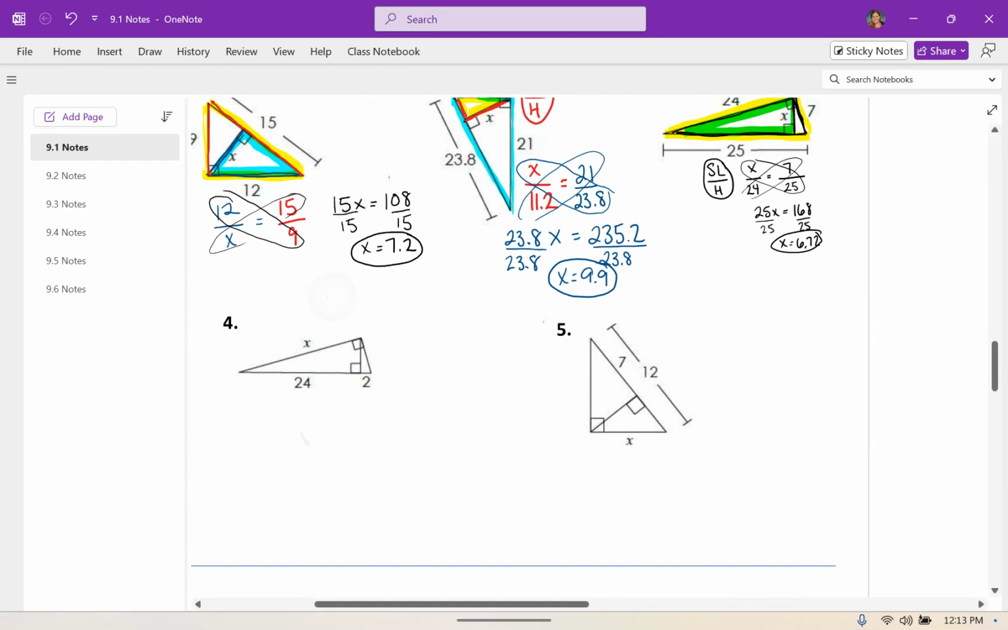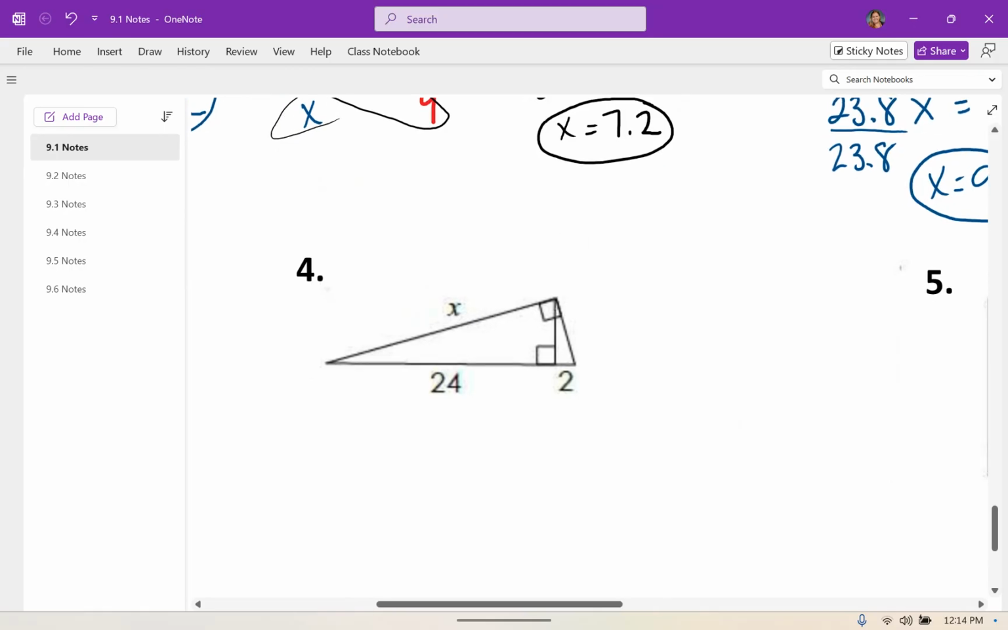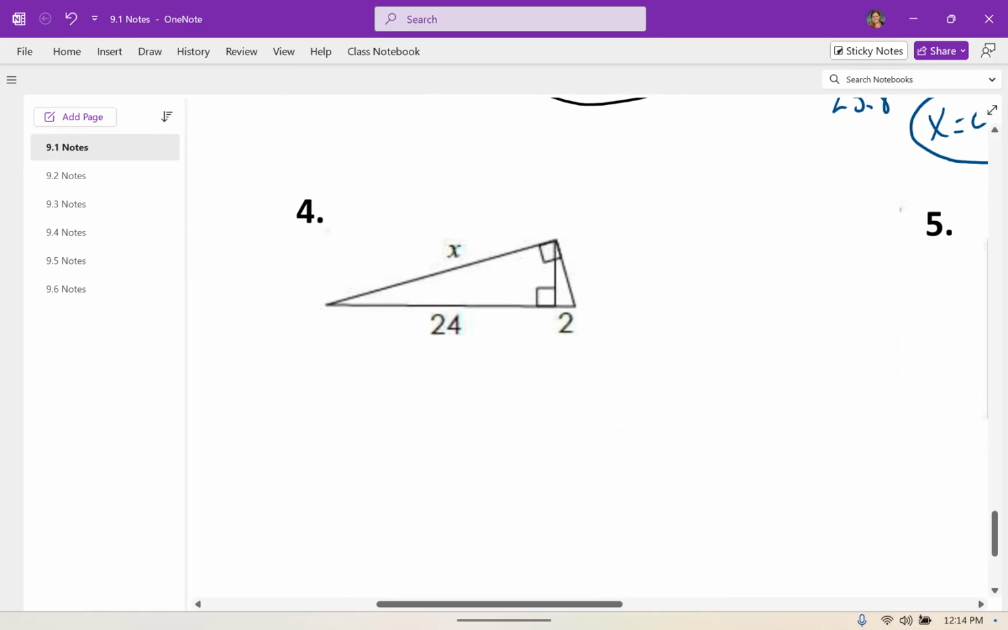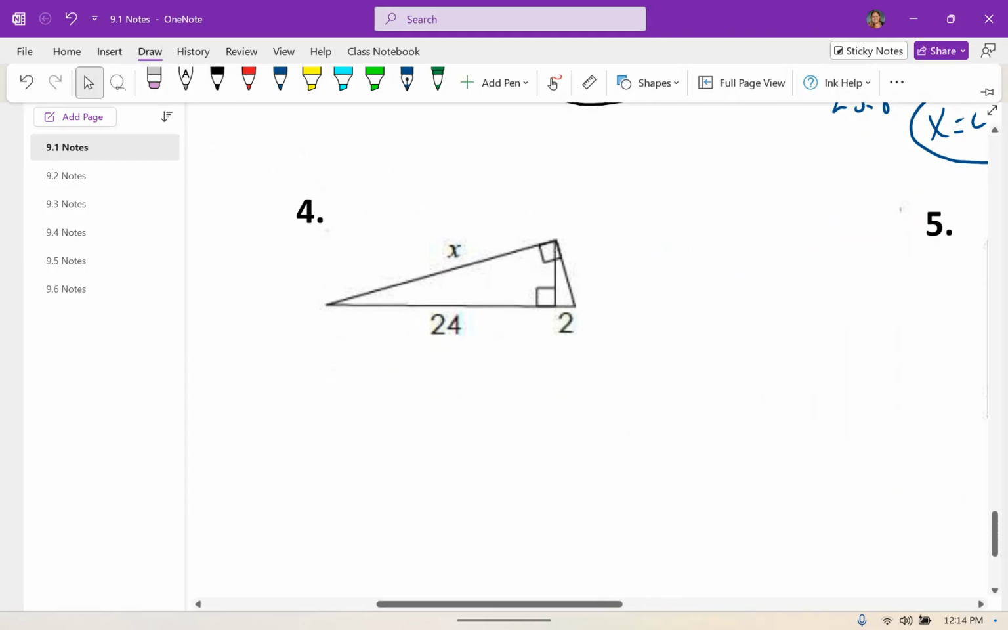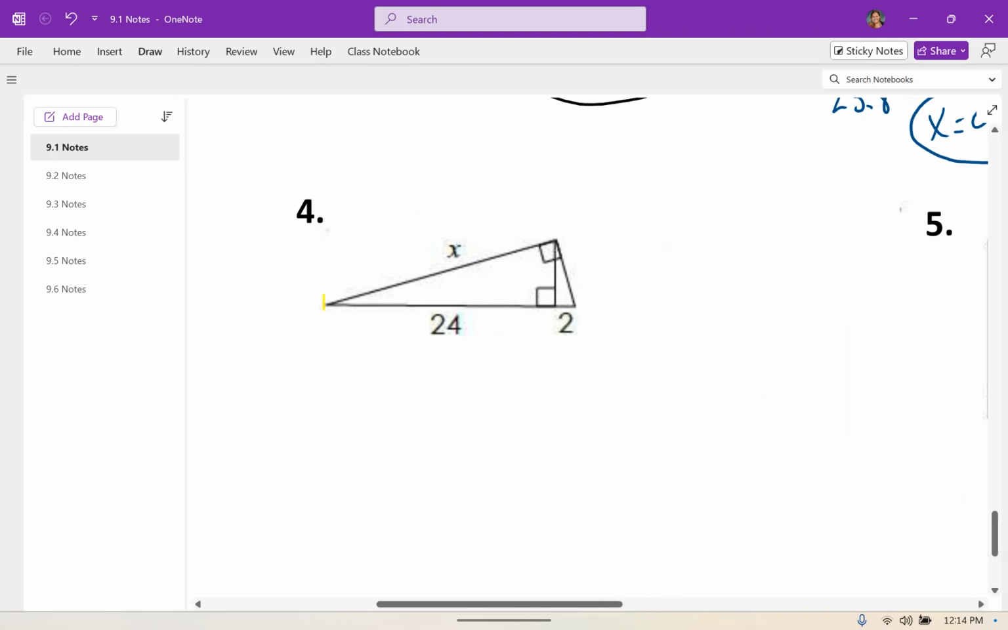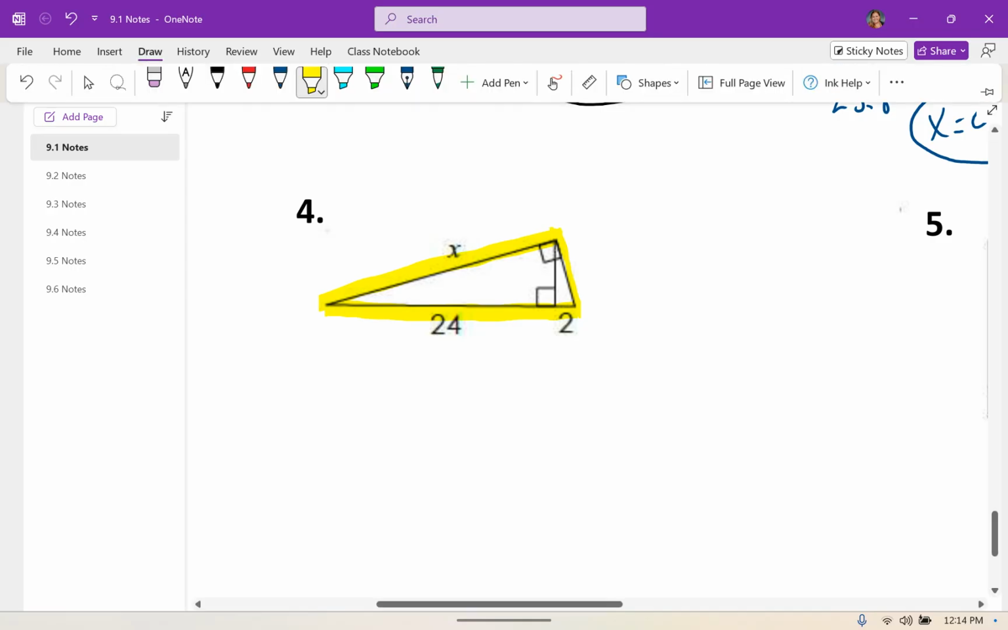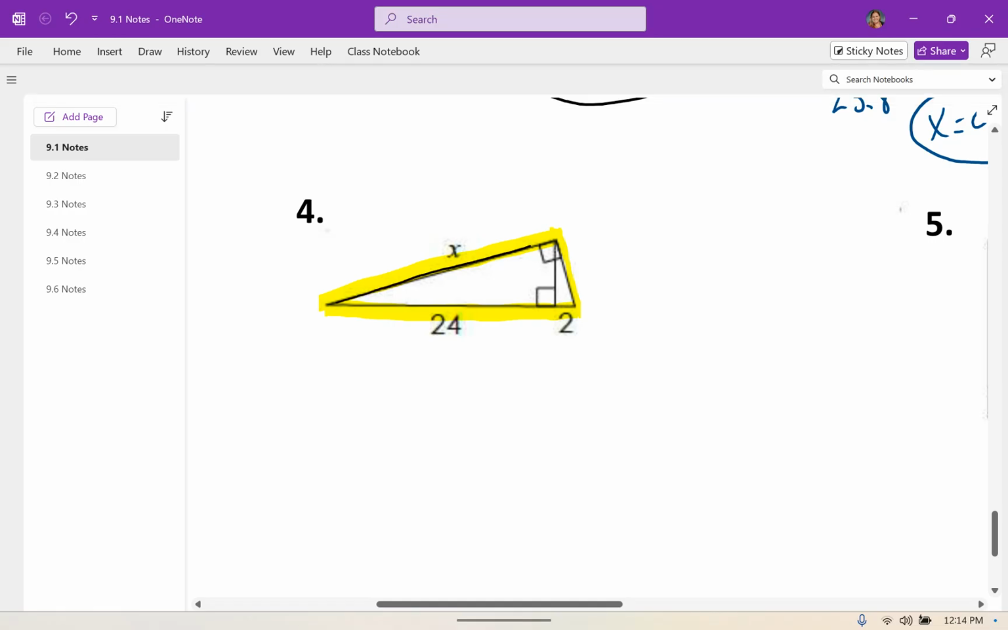Okay, so now they're going to give us even less information to try to make this harder, but I promise it's the same thing. Okay, you just might have to look harder to see what they give you. Okay, so in this outer triangle, we are given, not directly, but we are given the short leg and the hypotenuse. So you can see the short leg is x, and the hypotenuse is 24 plus 2, which is 26.